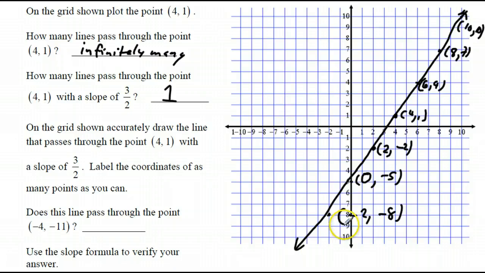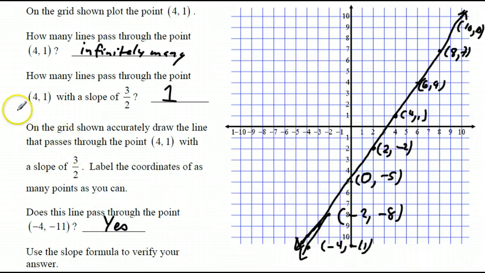Does this line pass through the point negative 4, negative 11? It kind of doesn't look like it. Because let's see, from here which way are we going? We would be going down 3 and left 2. So yeah, actually it will. Just the line's not drawn very well. Negative 4, negative 11.